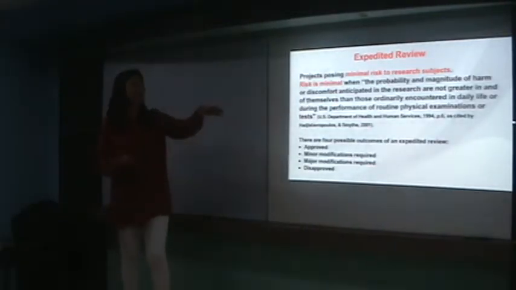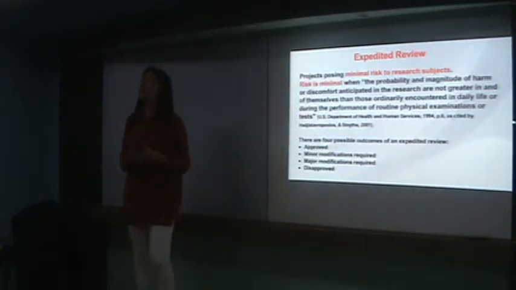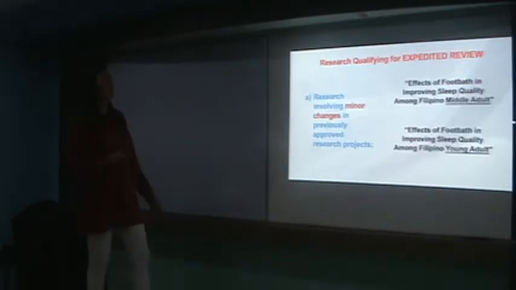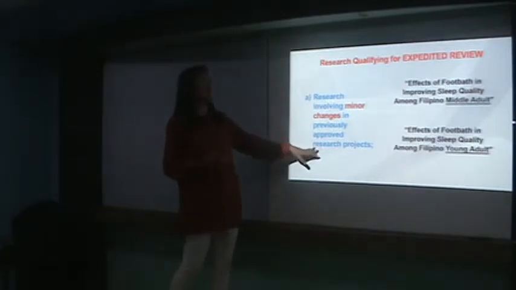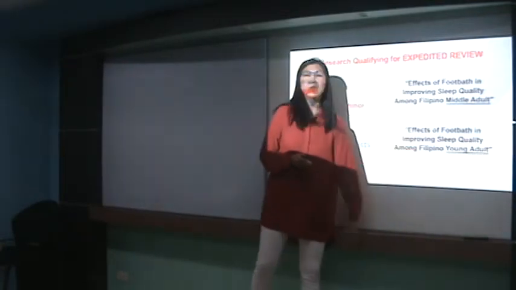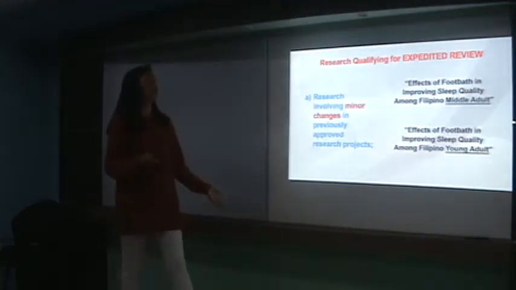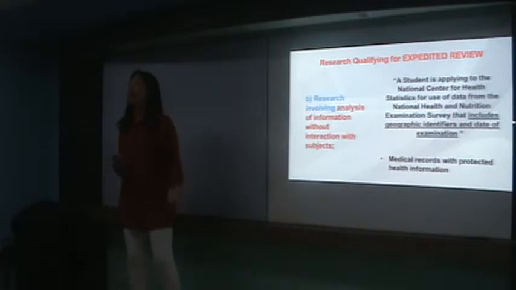Then, for the expedited review, sabi nga, posing minimal risk to research subjects. Ano ba yung tinatawag na minimal risk? The minimal risk involves minor changes in your previously approved research paper. That is, instead of using the middle adult, you decided later on, young adult na lang ang gagamitin nyo. Then, the next one, analysis of information without interaction with the subjects. That means secondary data. Ang mga secondary data natin falls under expedited review, especially mga medical records. Those are secondary data.